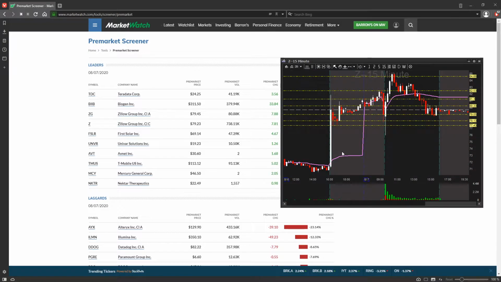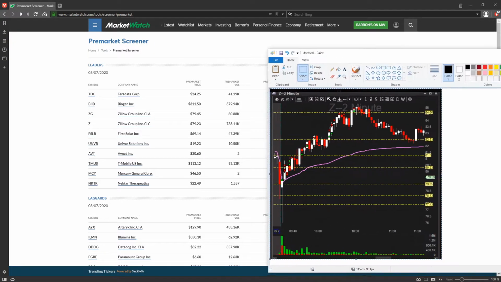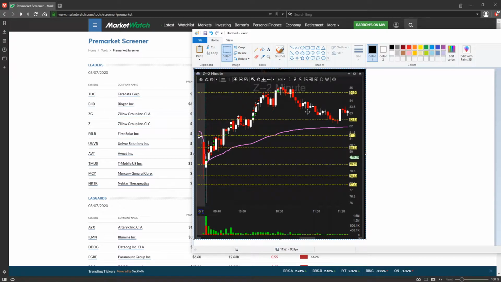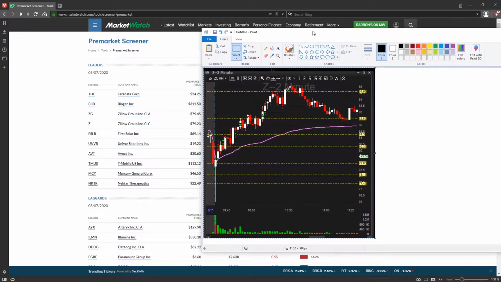So Z is one of the things that I actually traded on Friday, and let's see if we can pull that open. Okay, here's a picture of my trade. If you want to actually look at this trade, go to my prior video, where I recap my trades.